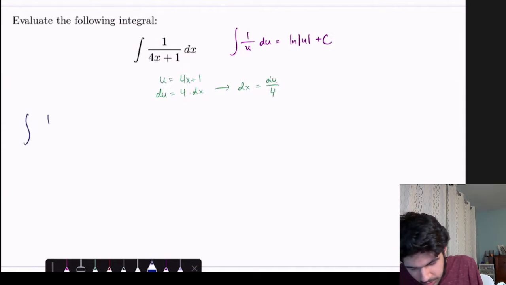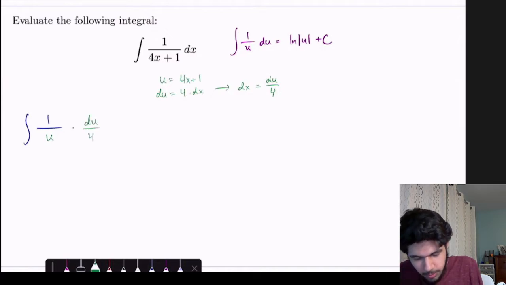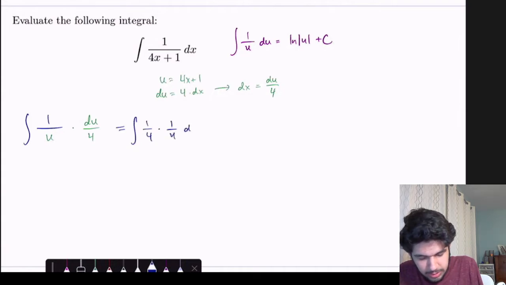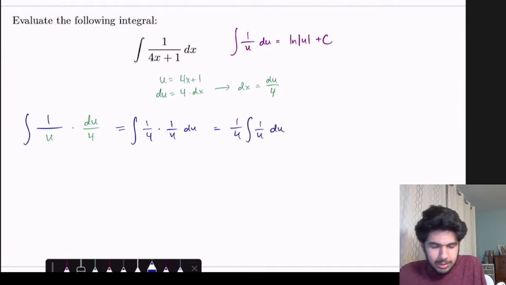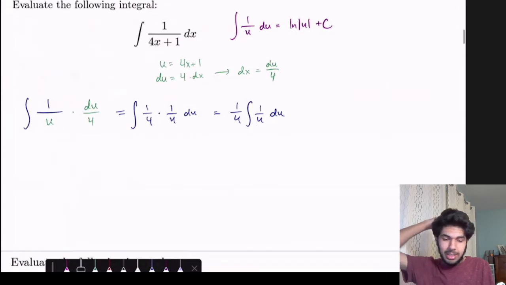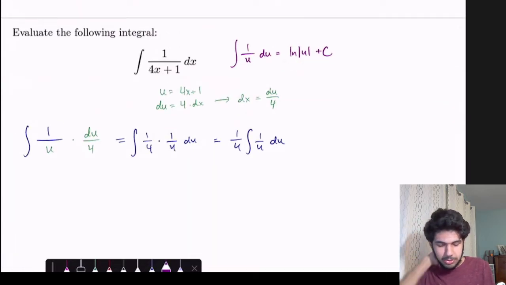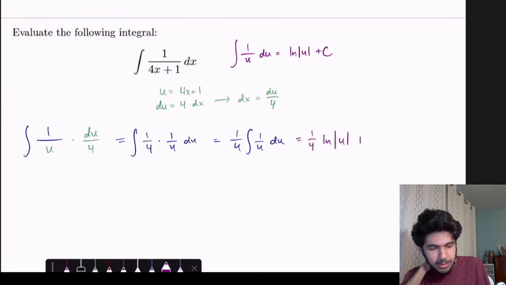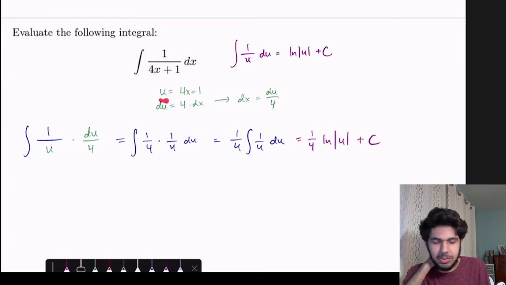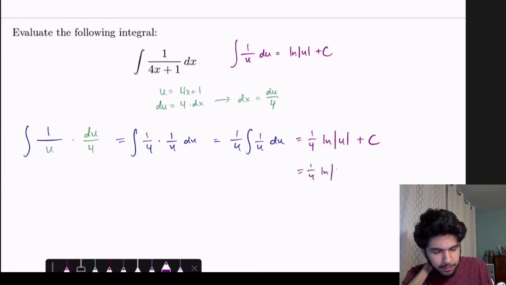So our integral becomes 1 over u times dx, which is equal to du over 4. So that simplifies to 1/4 times 1 over u du, and we can bring out that 1/4. And well, we know how to take the integral of 1 over u now. That's equal to the natural log of the absolute value of u. So this would equal 1/4 ln of u plus c. And the last thing we have to do is substitute u equals 4x plus 1: 1/4 ln of 4x plus 1 plus c.